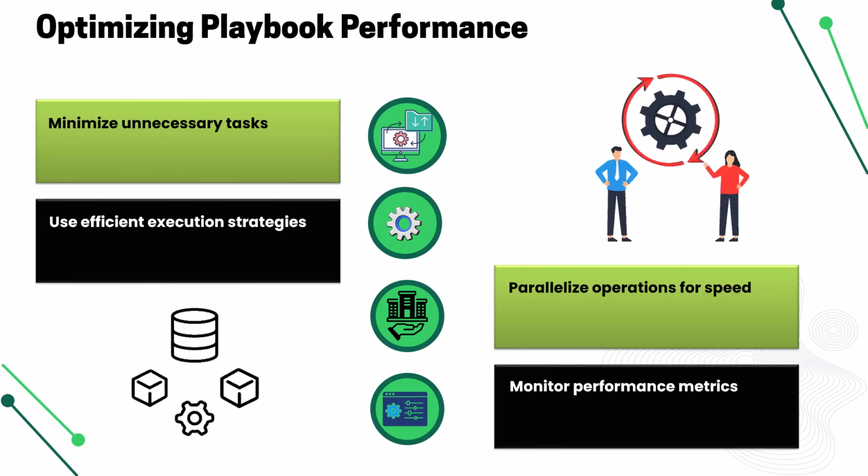Nobody likes a slow system. Optimizing playbooks means cutting unnecessary tasks, streamlining execution, and making things run fast. Parallelizing operations speeds up processes significantly. Finally, monitoring performance ensures we're always improving. Because let's face it, waiting for slow scripts is a productivity killer.